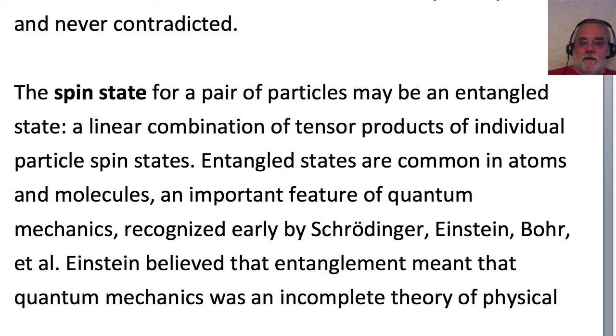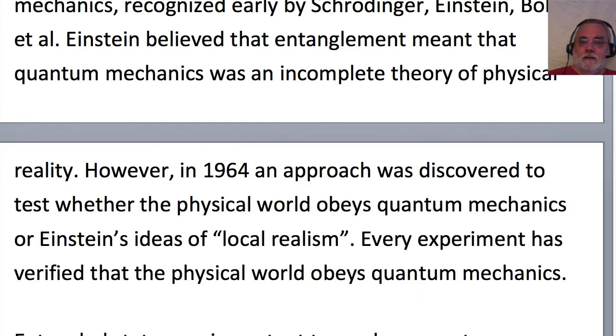The spin state for a pair of particles may be an entangled state, a linear combination of tensor products of individual particle spin states. Entangled states are common in atoms and molecules, an important feature of quantum mechanics recognized early by Schrödinger, Einstein, Bohr, and others. Einstein believed that entanglement meant that quantum mechanics was an incomplete theory of physical reality.